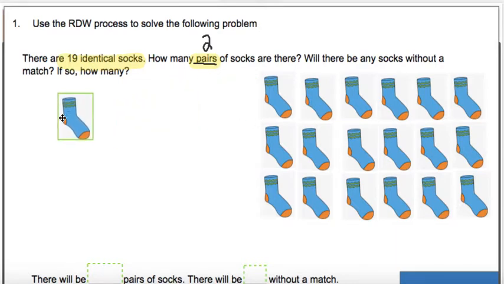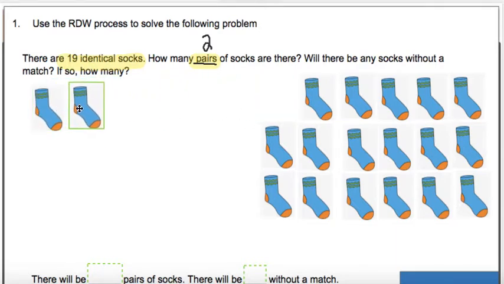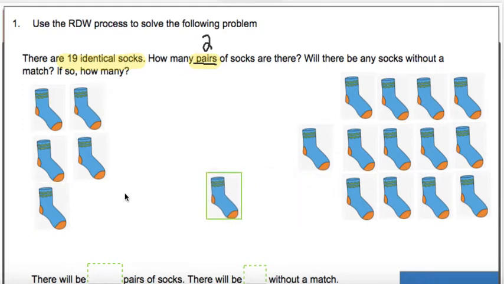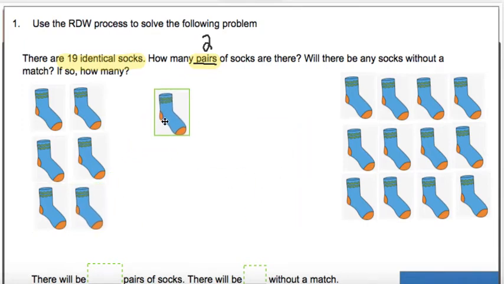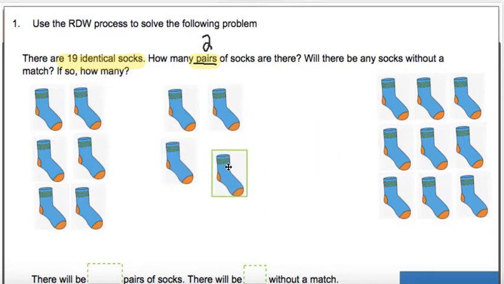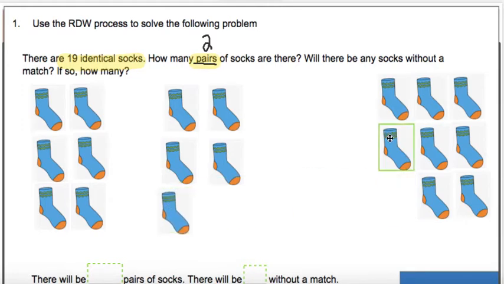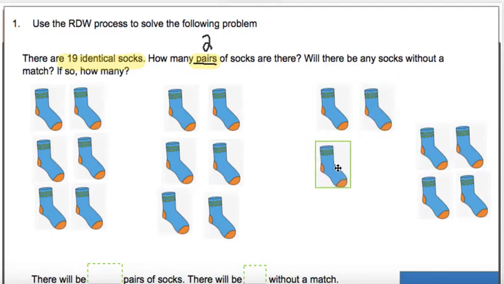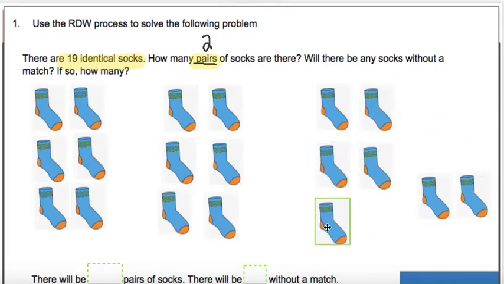So let's see. There's one pair. There's two pairs. There's three pairs. There's four pairs. And five. And six. 7. 8. There's 9 pairs, but uh-oh, this sock over here doesn't have a pair.